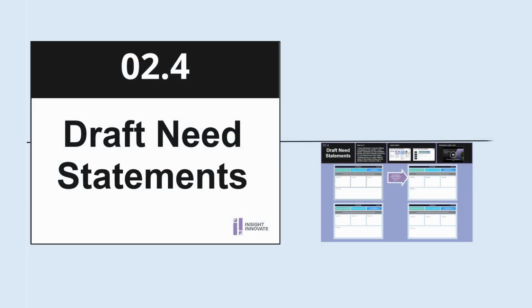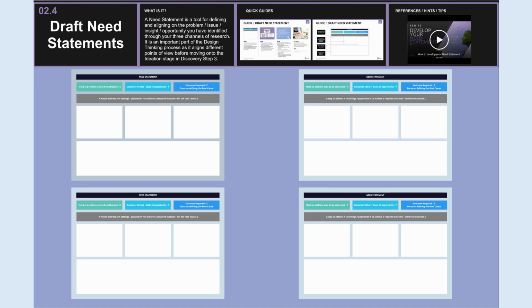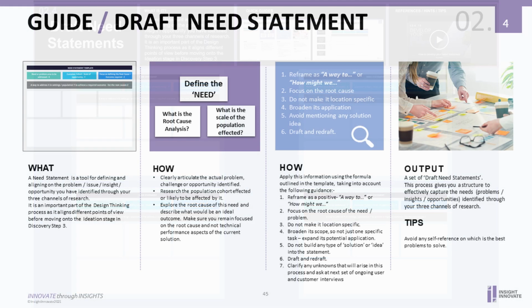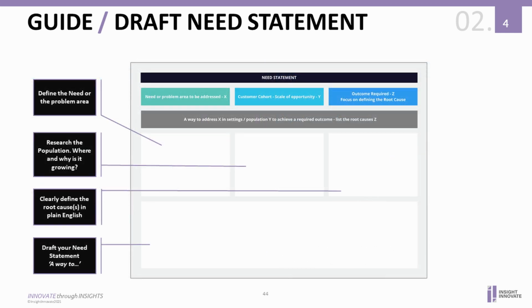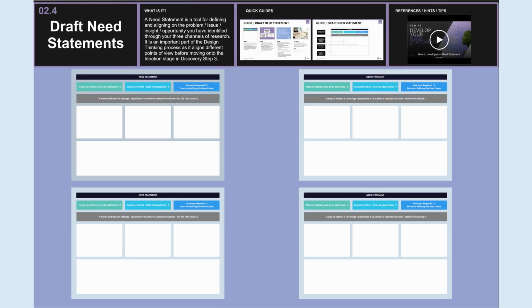In Part 4, having undertaken all this research through your observation, interviews, and secondary research, you will have identified a number of insights. You are now ready to capture each of these in a need statement. These focus on articulating the need, defining the population cohort, and what is the root cause of the problem, as well as what an ideal outcome would be, without specifying any form of solution.